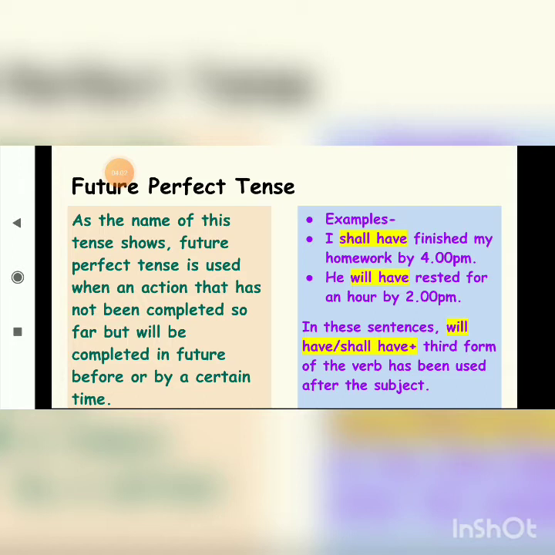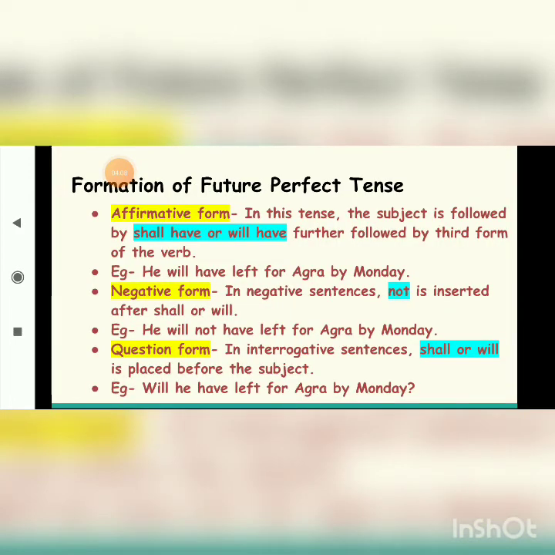I hope, students, future perfect tense must be cleared with everyone. So now we will move to the next part, which is formation of future perfect tense. We will see how to make affirmative, negative and interrogative sentences for future perfect tense. Moving to the first one, that is affirmative form. In this tense, the subject is followed by shall have or will have, further followed by third form of the verb.